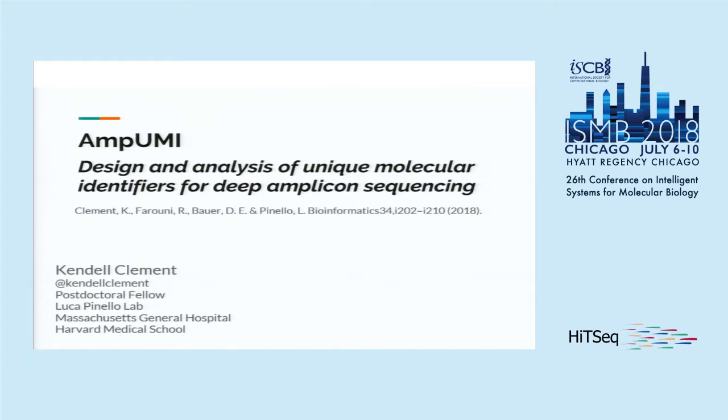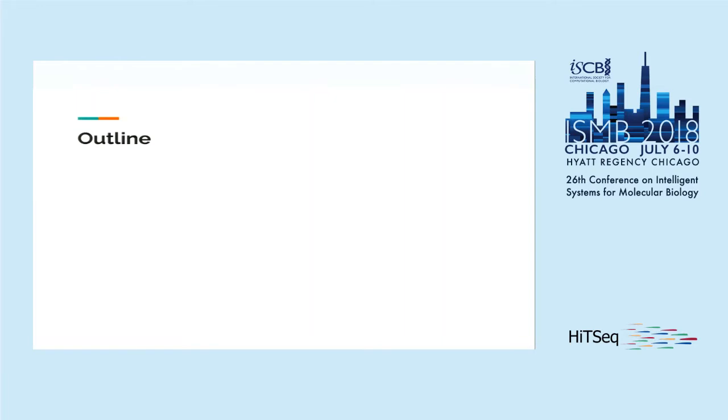Basically, we're going to be talking about designing and analysis of unique molecular identifiers in deep amplicon sequencing. I want to start out with just a brief overview of what unique molecular identifiers are. I'm going to be referring to these as UMIs, and how they can help us overcome PCR amplification bias.